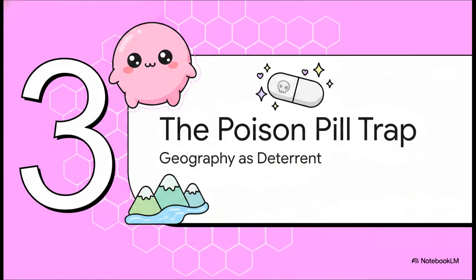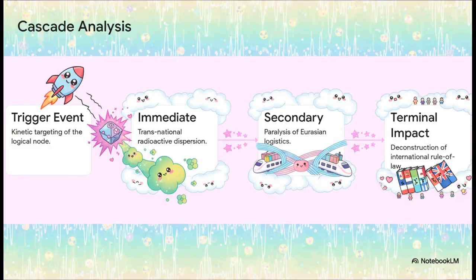Section 3. The Poison Pill Trap. We need to objectively examine the assessed strategic logic at play here, because the stakes are incredibly high. The intelligence outlines a geo-cybernetic cascade analysis, suggesting that striking this complex kinetically, meaning with conventional weapons, triggers a calculated catastrophic sequence.